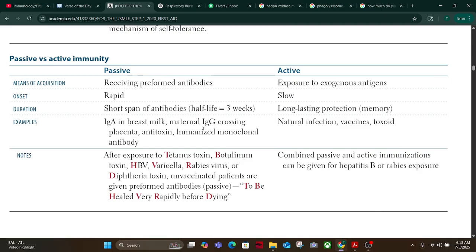So half-life equals 3 weeks means that the body will clear half of the antibodies in 3 weeks, not the whole thing. Before I said it will clear the antibodies in 3 weeks. No, it will only clear half of the antibodies in 3 weeks for passive immunity. It will only clear half of the injected antibodies in 3 weeks.